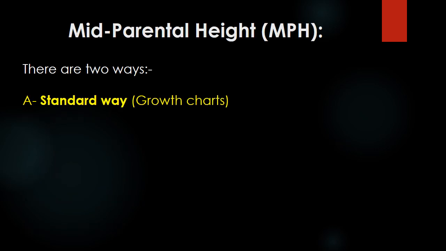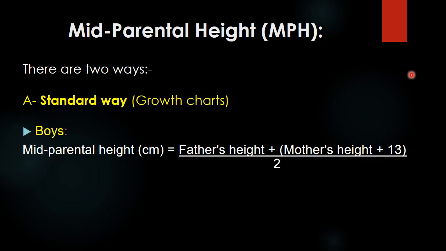As regards mid-parental height, this is the average of the mother's and the father's height, and this gives us the target height for all the children of that particular couple. There are two ways of calculating mid-parental height. The standard way, where we use the growth charts and we take average of mother and father's height. For boys, what we do is we add 13 to mother's height and we then take their average, and this gives us mid-parental height in centimeters.